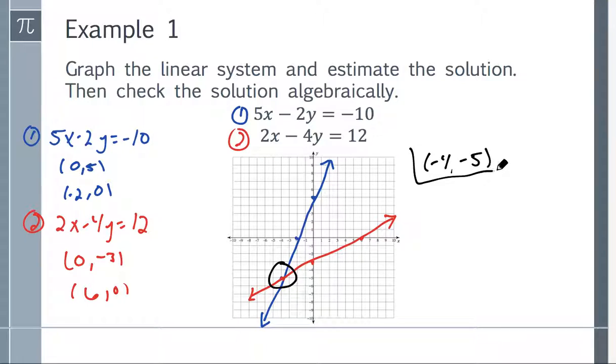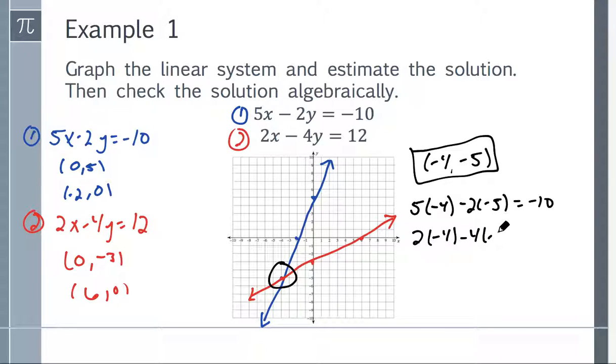Now, to check your answer, all you have to do is substitute that into both equations. So we're going to take 5 times negative 4 minus 2 times negative 5, and hopefully that equals negative 10. And we also substitute that into the second equation. So 2 times negative 4 minus 4 times negative 5. And that should equal 12. And when you do the math, it does. So that is the solution.